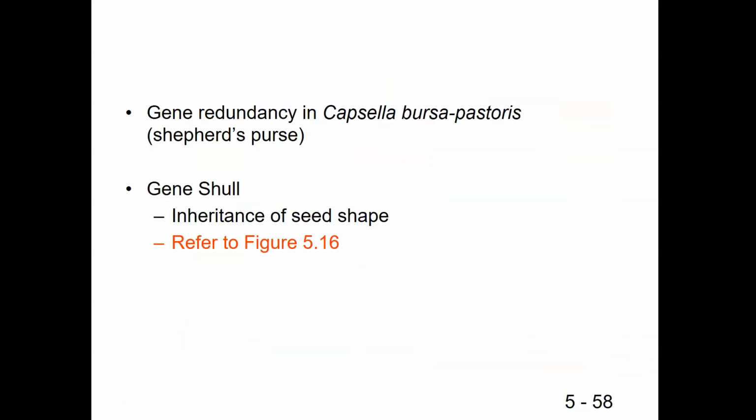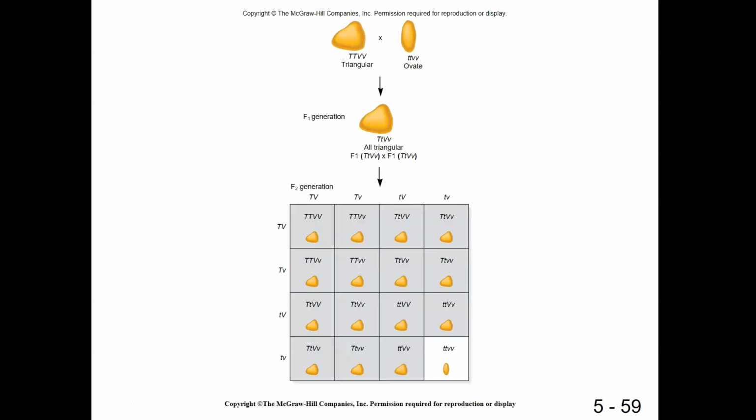We see this in Capsella bursa, which is the shepherd's purse plant. The gene is called shull, and what shull does is it changes seed shape. And so under this situation, only one variant, the homozygous recessive in both cases, is going to show you the mutant. And so this is a situation where neither gene knocked out gives you the effect. You have to have a double knockout to see it.